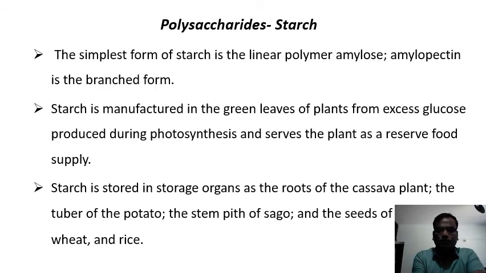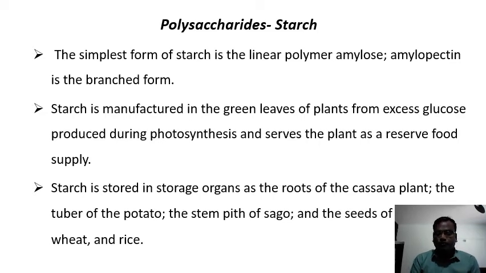The simplest form of starch is the linear polymer amylose. Now, we identified two types of starch molecules. One is amylose, another one is amylopectin. So, amylose is unbranched. It is a straight chain made up of glucose molecules. Whereas amylopectin is branched. It shows branching, like tree branching. So, amylose and amylopectin are two different kinds of starch molecules.